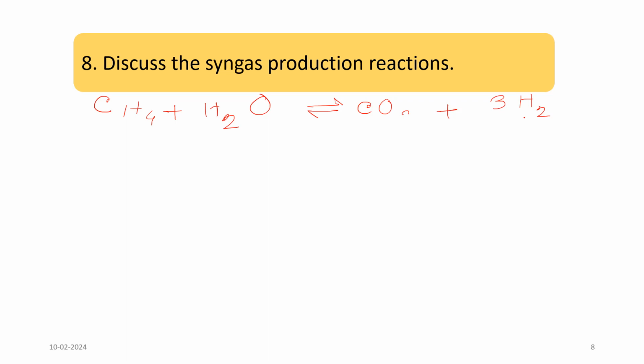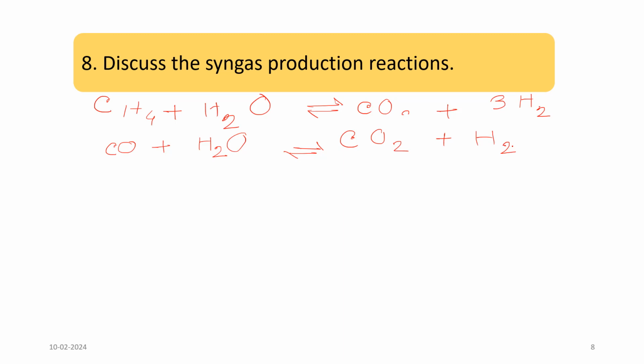Then comes the water gas shift reaction. What is the equation? Carbon monoxide reacts with steam and produces carbon dioxide plus hydrogen. This is the second reaction in the syngas production reactor.